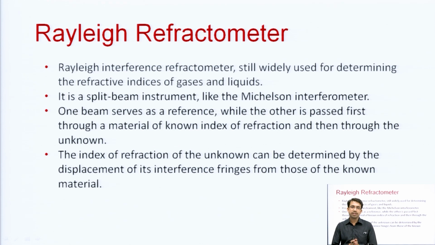So, one beam is divided into two rays. One ray works as reference beam. Another ray works as test beam, because it will travel through the test material, okay, like in Michelson interferometer. The refractive index of the unknown can be determined by the displacement of its fringes from those of the known material. Okay. So, first we find out for a known material the refractive index for that material for which we know the refractive index, and then we go for unknown material.